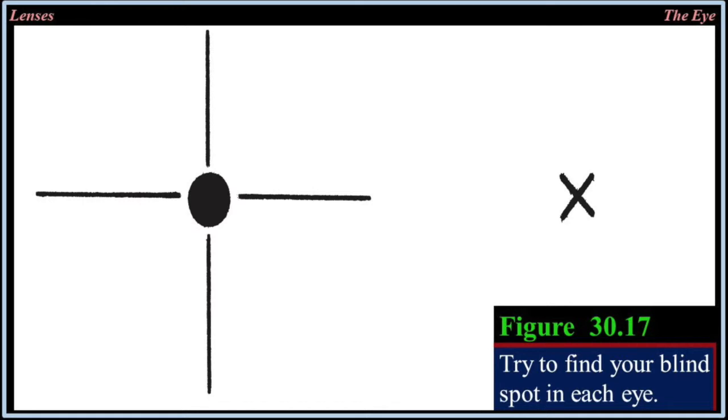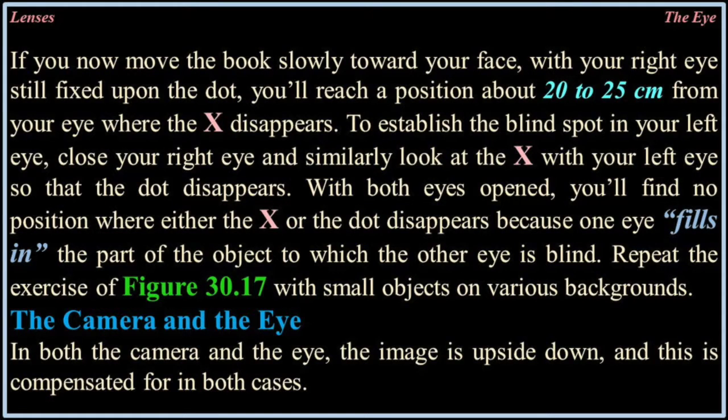Figure 30.17. Try to find your blind spot in each eye. If you now move the book slowly towards your face with your right eye still fixed on the dot, you'll reach a position about 20 to 25 centimeters from your eye where the X disappears. To establish the blind spot in your left eye, close your right eye and similarly look at the X with your left eye so that the dot disappears.